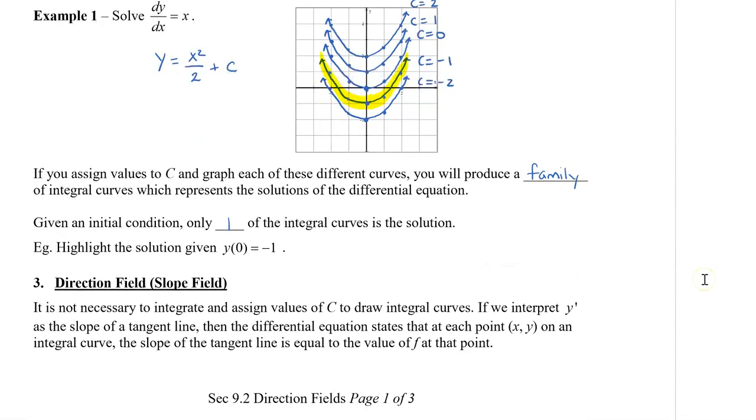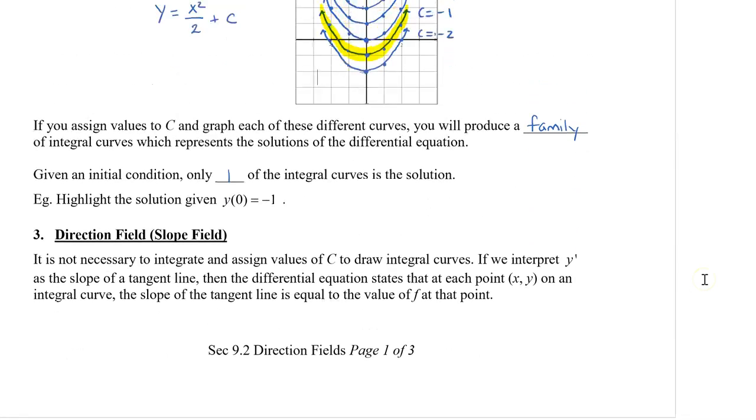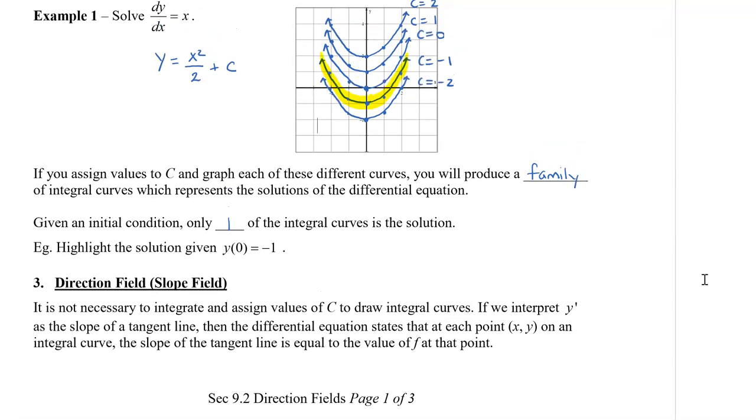So this brings us to direction fields or slope fields. It is not necessary to integrate and assign values of c to draw the integral curves. If we interpret y prime as a slope of a tangent line, then the differential equation states that at each point x, y on an integral curve, the slope of the tangent line is equal to the value of f at that point. So what we're going to do is take the dy dx and say that's y prime, which represents our slope, and we're going to draw little lines to represent the slope on the graph. So let me show you an example.